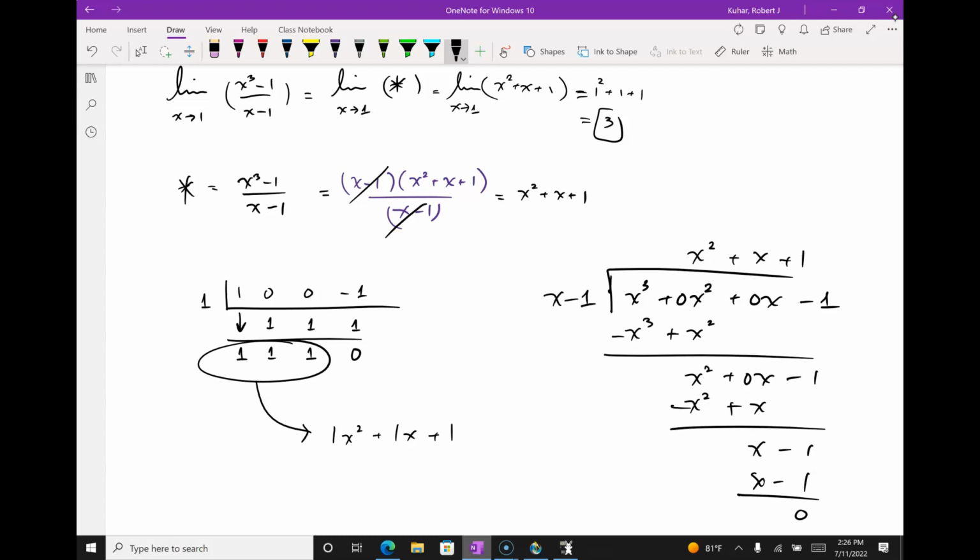Pre-cal. The pre-cal will haunt you. Synthetic division, long division, right? Got to be able to do everything from pre-cal.